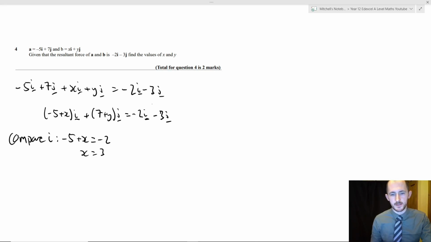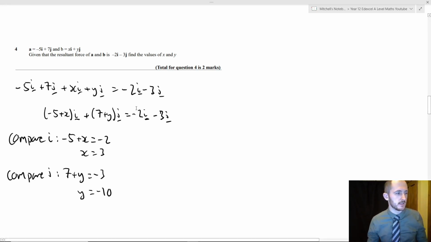Nice and easy. This comes up a lot when we do vectors in mechanics and in pure. So it can come up in two sets of your exams. We have 7 plus y equals minus 3. So then y is equal to minus 10. So there we are, we're done. Okay.